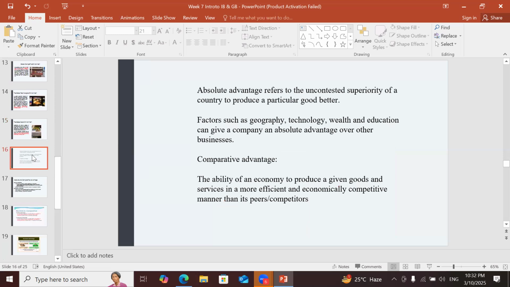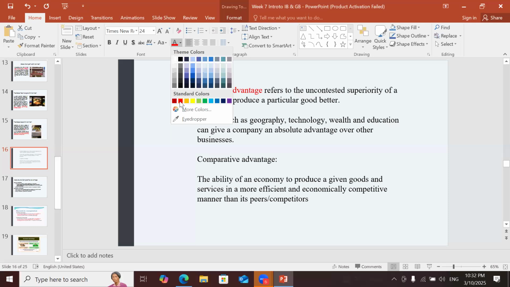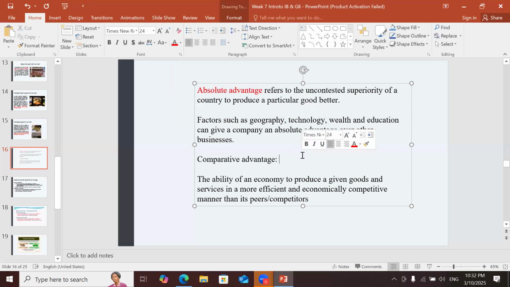Another option, absolute and comparative advantage. Absolute advantage refers to the uncontested superiority of a country to produce a particular good better.